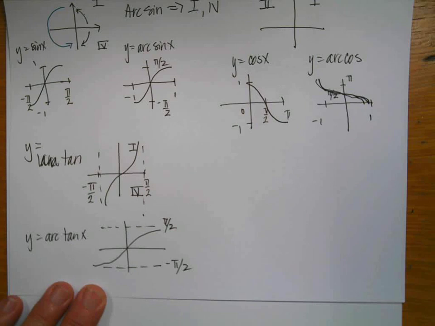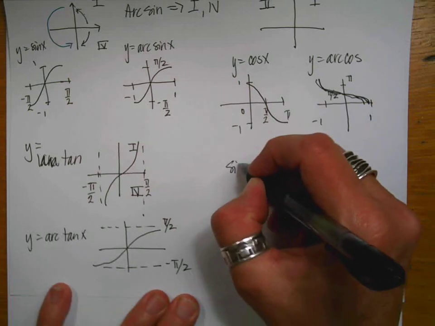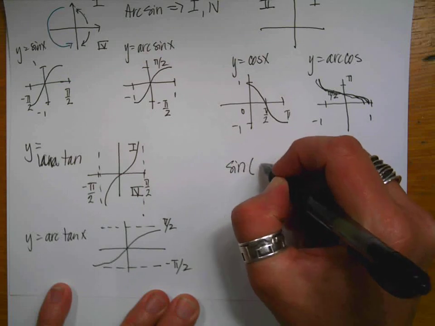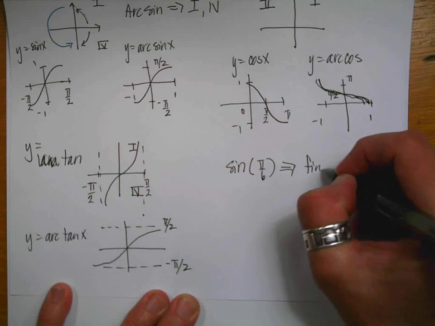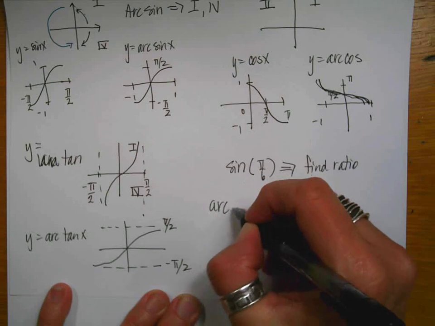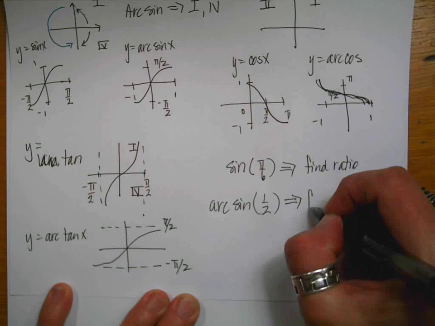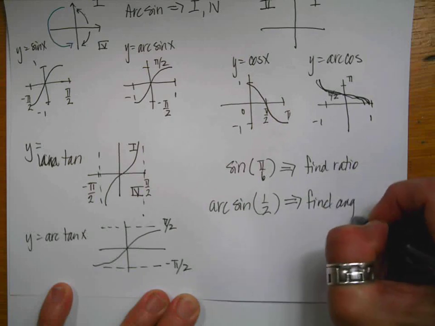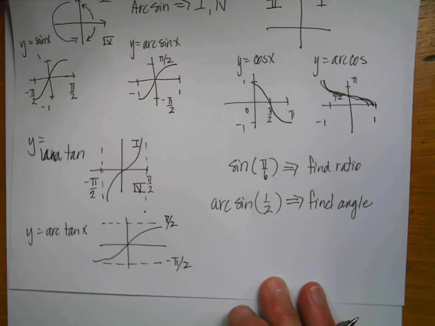And then that would be the graph of arc tangent. So a couple of things to remember about the notation. If I want to do the sine of pi over 6, that means find the ratio. If I want to do the arc sine of a half, that notation means find the angle. Okay, and remember, if we're doing our specials, we can do that math by hand. If we're not doing specials, then we have to push buttons on our grapher.